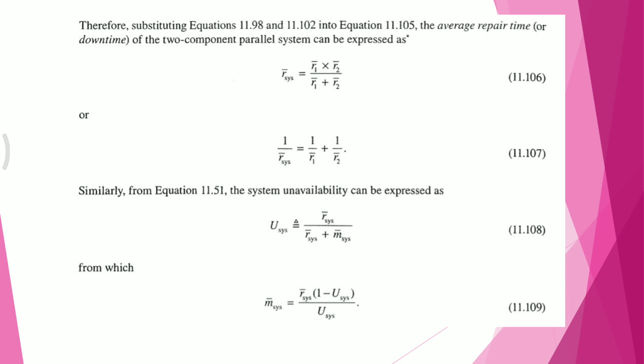Further, this can be given as 1 by R bar system is equal to 1 by R1 bar plus 1 by R2 bar. Similarly, from equation 11.51, U is equal to R bar divided by R bar plus M bar, where the system unavailability can be expressed as U system is equal to R bar system divided by R bar system plus M bar system, from which we can get M bar system that is equal to R bar system into 1 minus U system divided by U system.